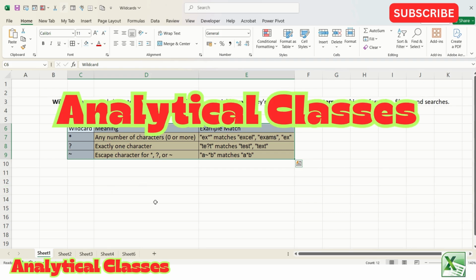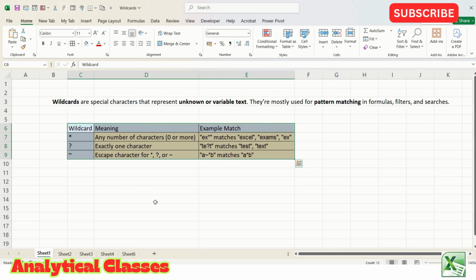Today's video is about wildcards. So what are wildcards? We will discuss and see some of its uses in Excel. Wildcards are special characters that represent unknown or variable text. They are mostly used for pattern matching in formulas, filters and searches. The most used wildcards are the asterisk, the question mark and the tilde.